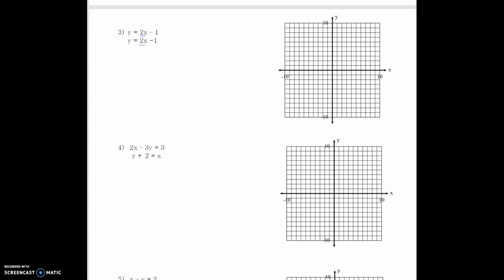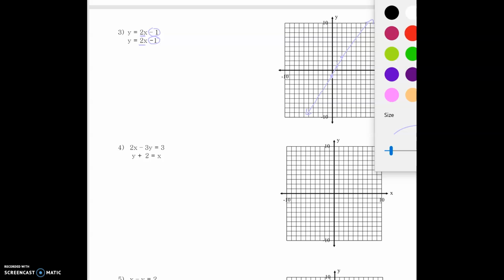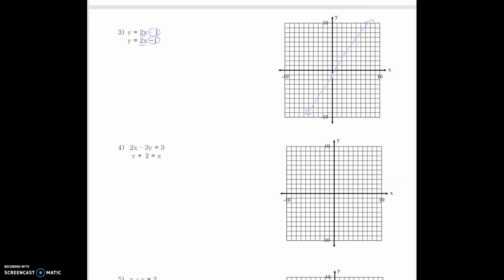But what I need you to realize is that you have the exact same y-intercept, which means I have the exact same line. So if I'm graphing that, I would go down to 1 and then go up 1, 2 over 1, up 1, 2 over 1. And then here is my line. And now I'm going to go ahead and graph the second one.